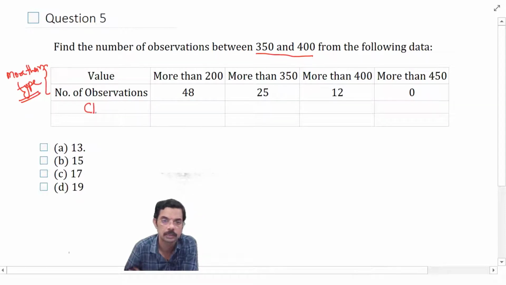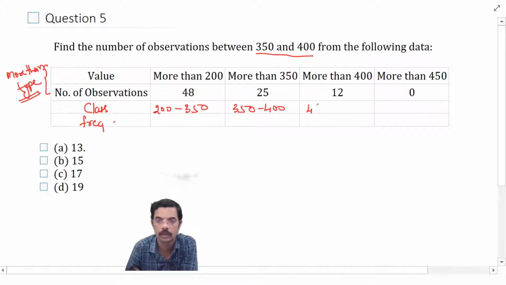Class intervals. And here we shall write down the frequencies. So more than 200 is more than 200 and more than 350. So more than lower boundary point. So we have the lower boundary point as 200 to 350. Then we have 350 to 400. Then we have 400 to 450. Here we have 450 onwards.